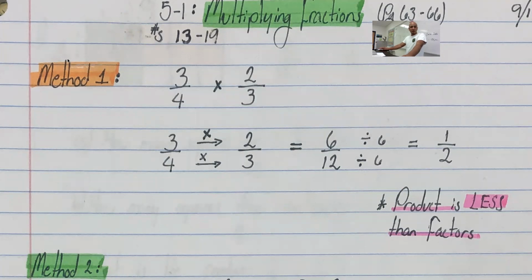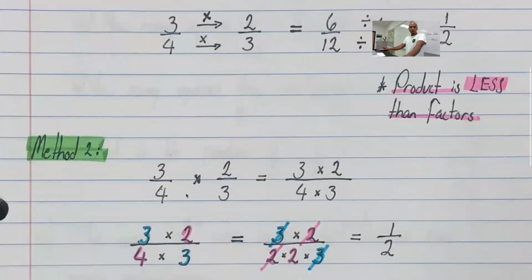Same logic. All right, so method 1. I just multiply the numerator with numerator, denominator with denominator. Then I simplify and I get my final answer. Pretty easy. Let's go into method 2.